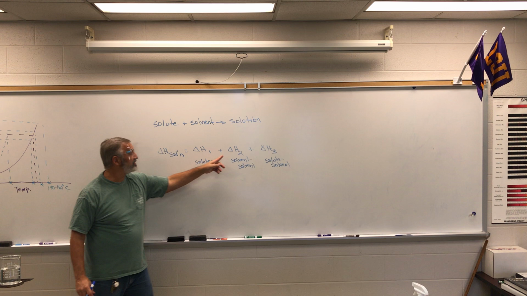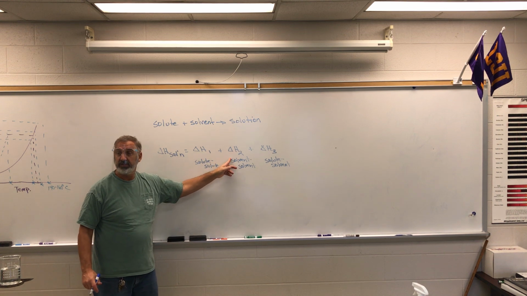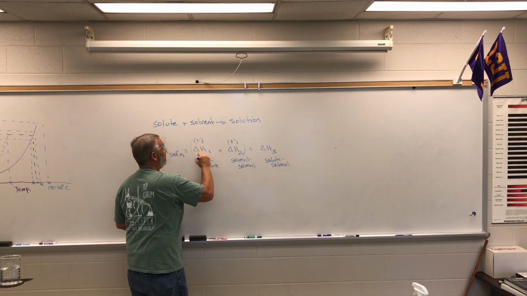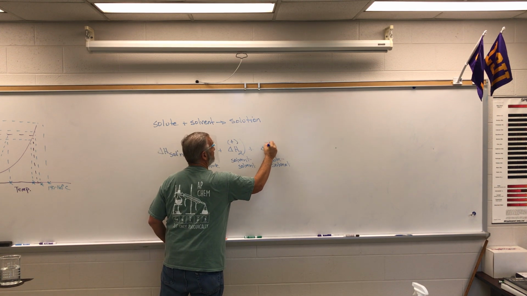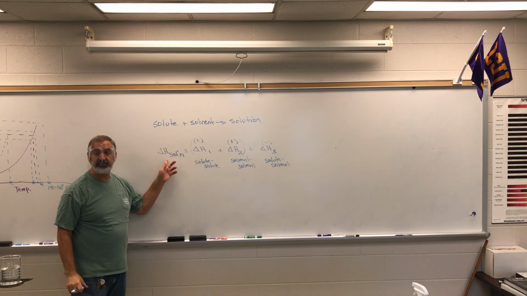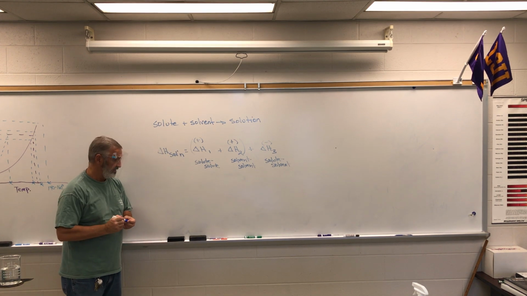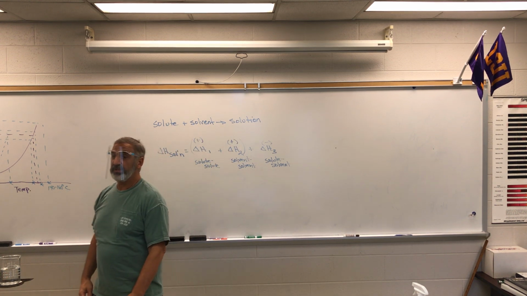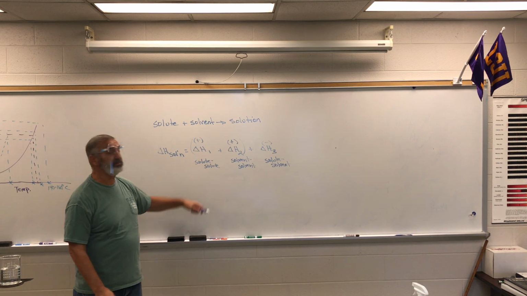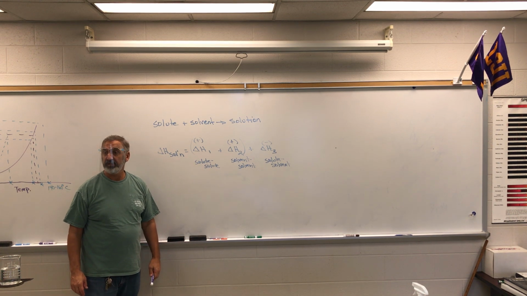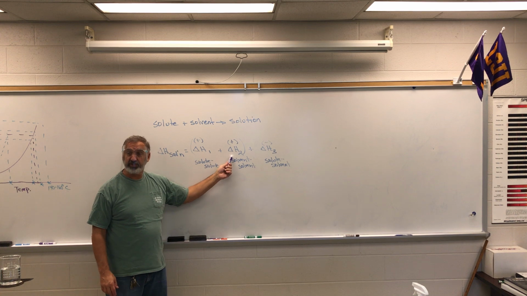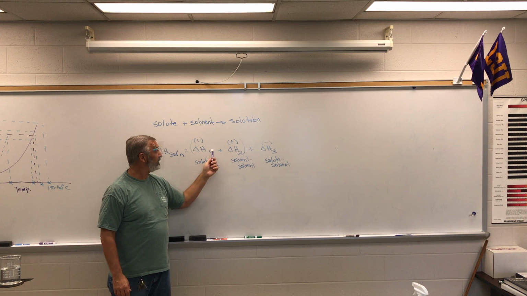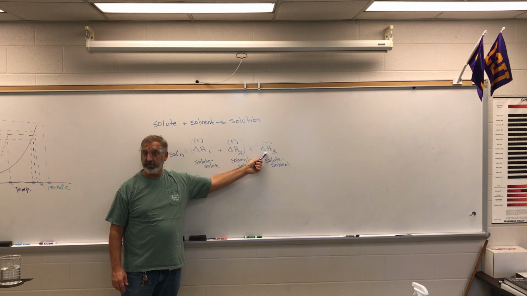What do we know about the sign of these two? They're both positive. And this one is negative. So what's going to determine the overall sign of the delta H of solution? So in terms of math, what's going to determine this? If 1 plus 2 is greater than 3, what's the sign going to be? Positive. If 1 plus 2 is less than 3, it's going to be negative.